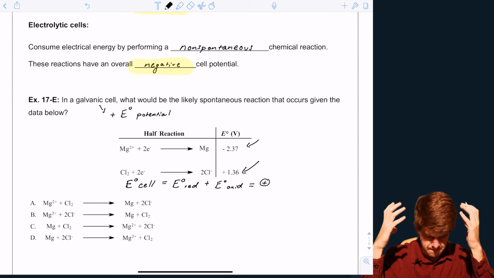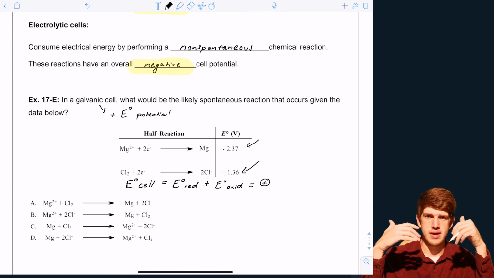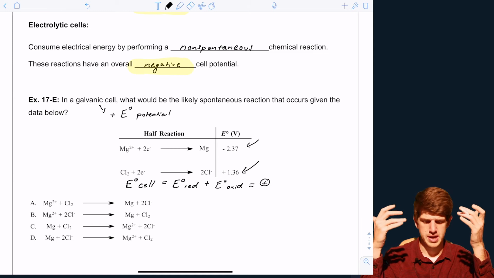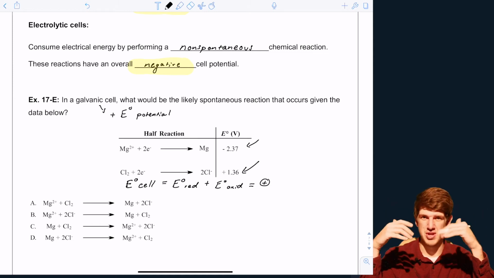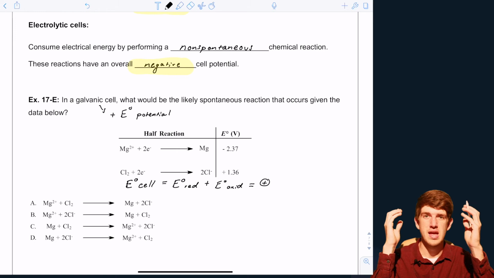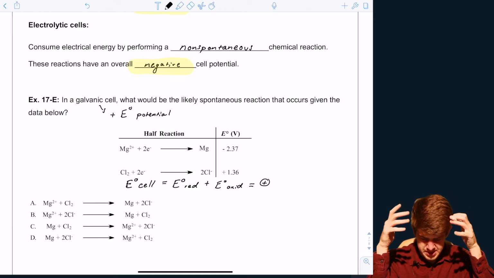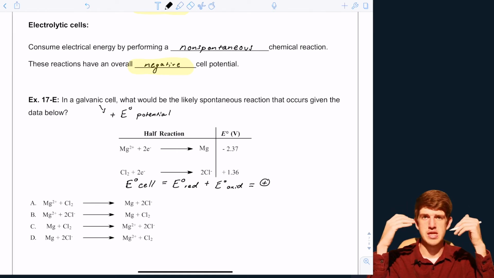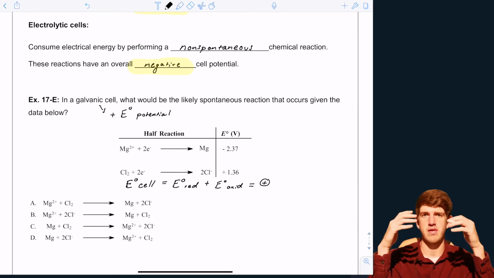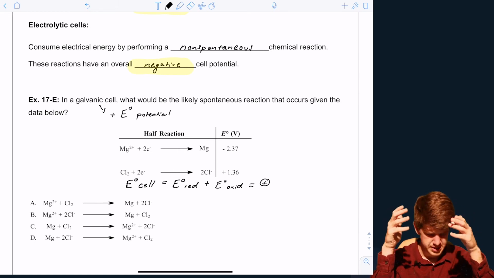So what I can do is look at every single answer choice and figure out what the overall cell potential is here. I want my overall cell potential to be positive. And so I'm going to go through each answer choice and try to figure out what is the cell potential of each of these.